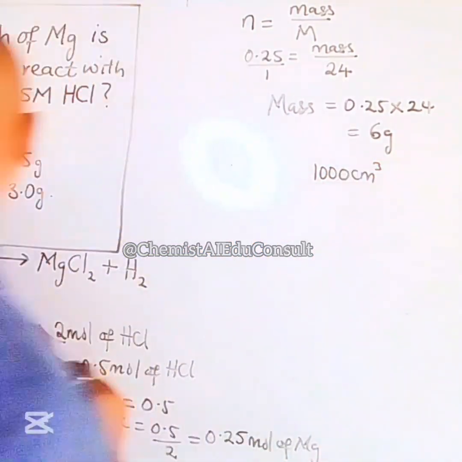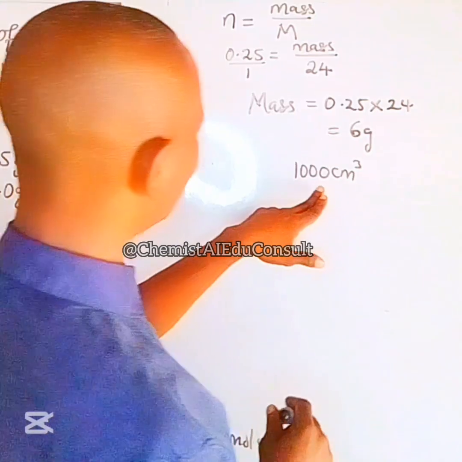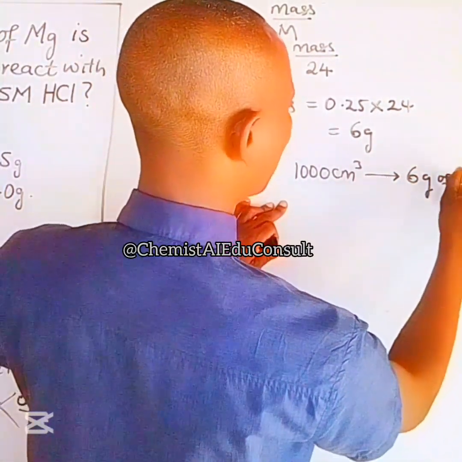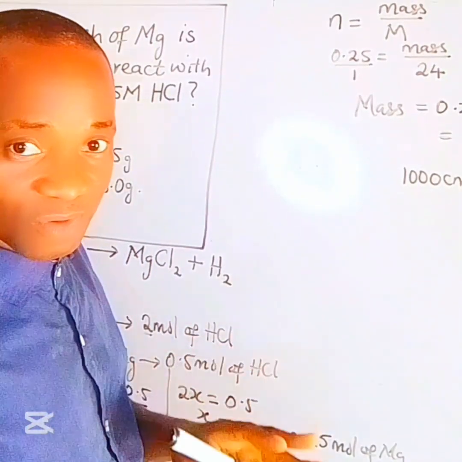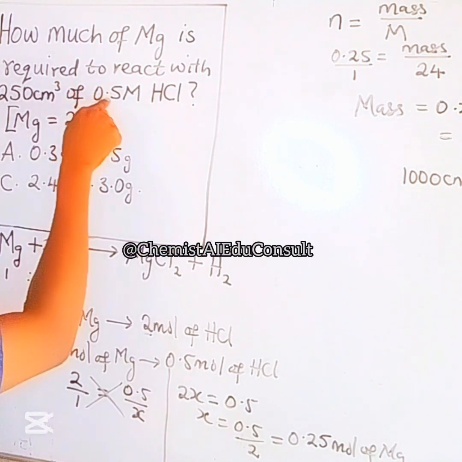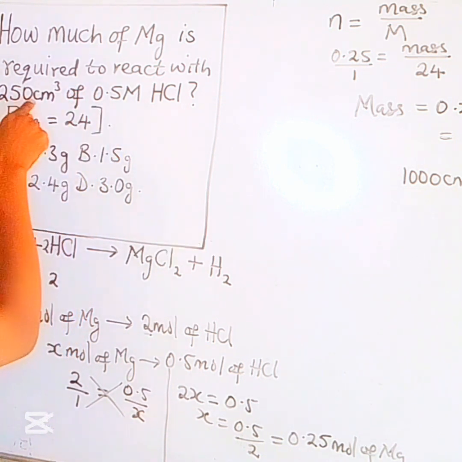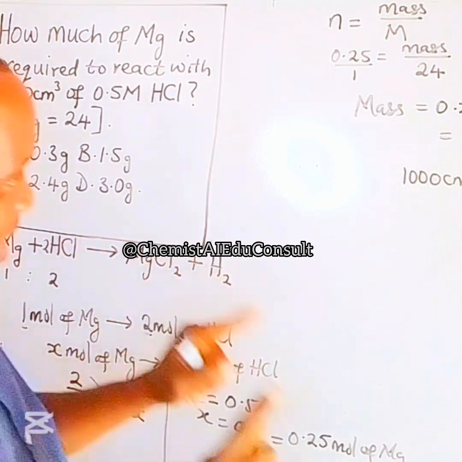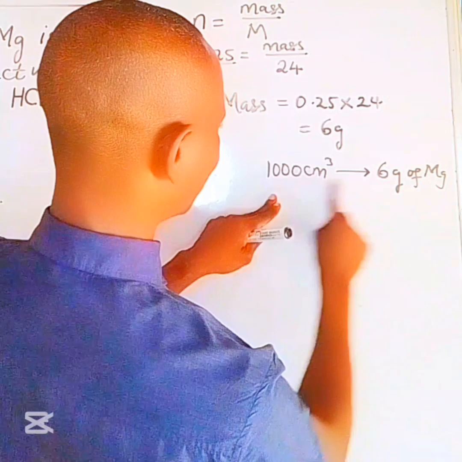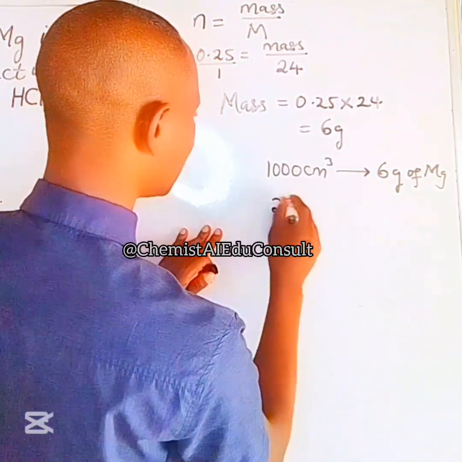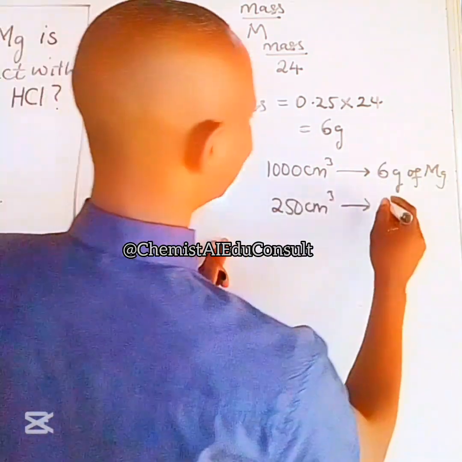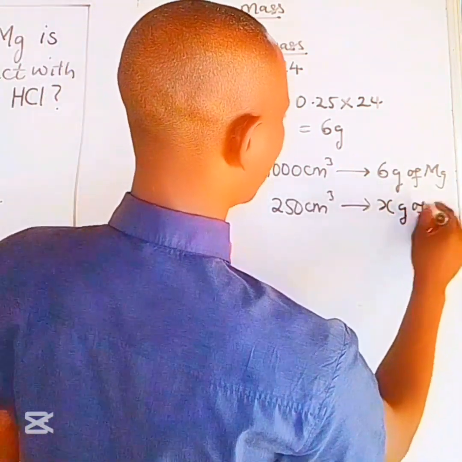I'm using cm cube because we have 250 cm cube in the question. Now, this 1000 cm cube contains 6 grams of magnesium. Recall that we want to know the amount in gram of magnesium that reacted with this concentration. But this concentration is inside 250 cm cube. Therefore, that amount of magnesium must also be inside 250 cm cube. So, if this amount is inside 1000, 250 cm cube would contain what amount of magnesium? Let's say it is x gram of magnesium.